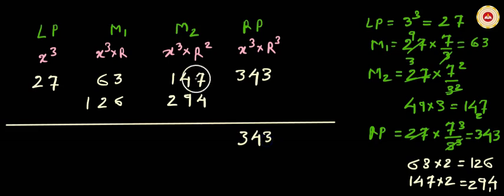343. Now add these two values. 7 plus 4, 11, write 1, carry 1. 10 plus 4, 14, write 4, carry 1. 1 plus 2, 3, 3 plus 1, 4. 441 is the value of middle part 2 after addition.